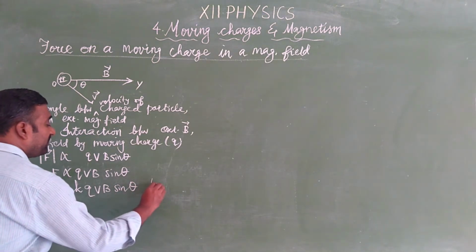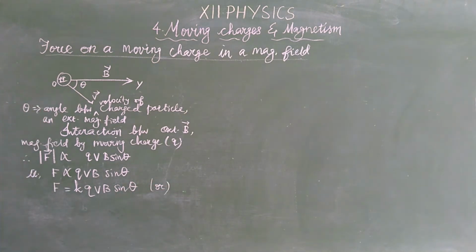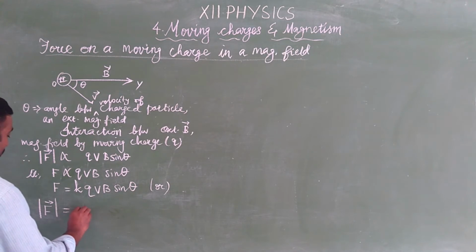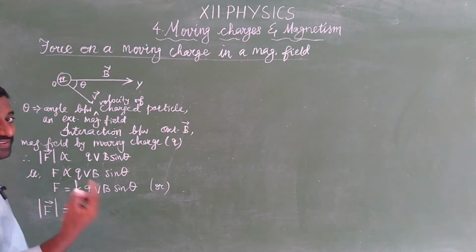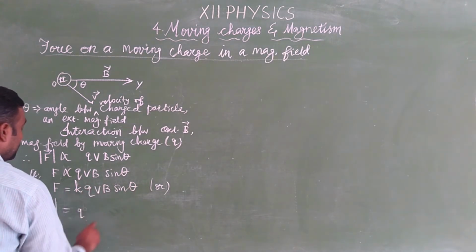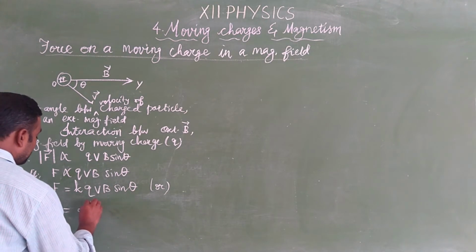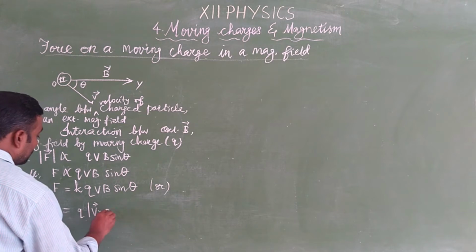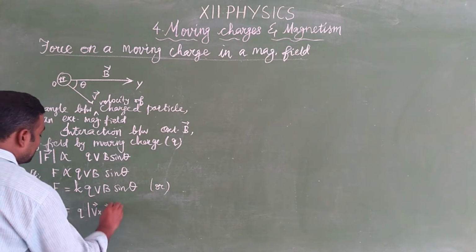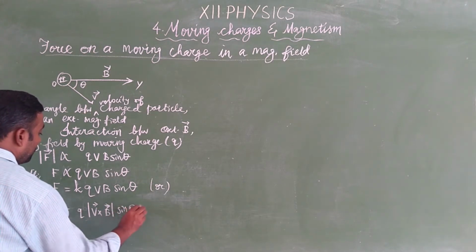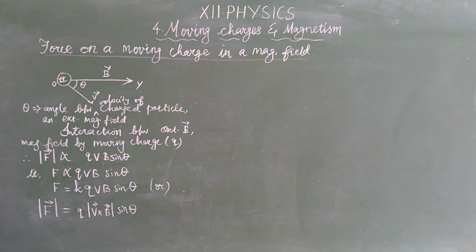But in vector form, we have to represent it. So the vector form is: magnitude of the force is equal to Q, which is not a vector, but the velocity and the magnetic field are vectors. So it is the magnitude of the velocity vector into the applied magnetic field into sin theta. But for maximum force, theta is 90 degrees.